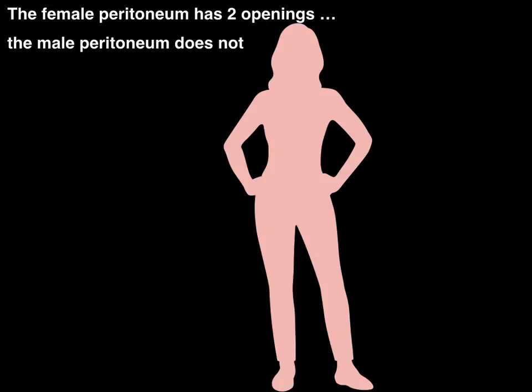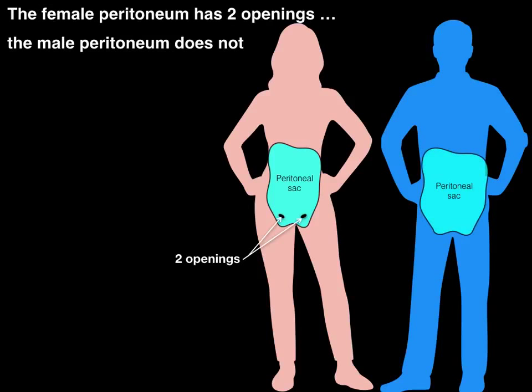All right, now describe how the female peritoneal cavity is different from the male. To do that, basically in a nutshell, the female peritoneum has 2 openings, and the male peritoneum does not. So here in the female, we see the peritoneal sac, and at the bottom of the peritoneal sac are these 2 openings. Now in the male, when we take a look at the peritoneal sac, there are no openings.